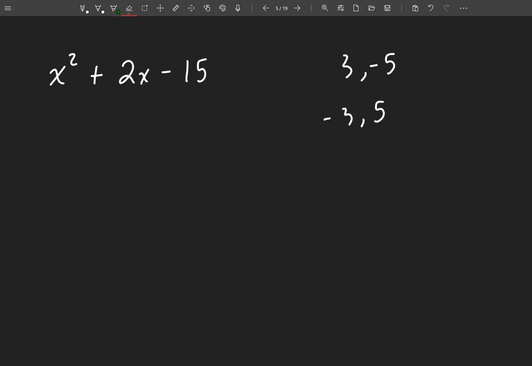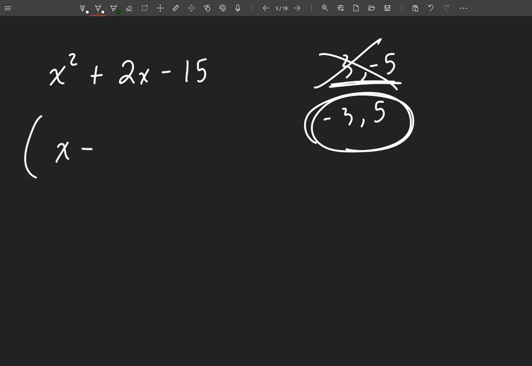If I have 3 and a negative 5, that's 3 minus 5. That's a negative 2. Is this negative 2? No, it is not. This is positive 2. So that means this first thing that I wrote down is not correct. So this doesn't work. But what about this one? What about 5 and negative 3? That's 5 minus 3. Well, 5 minus 3 is a positive 2. That means that this is my solution.